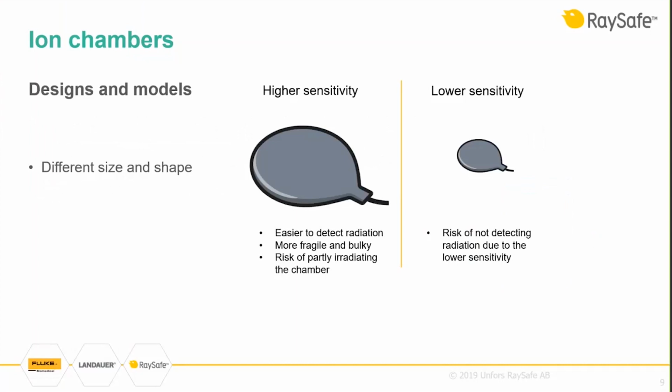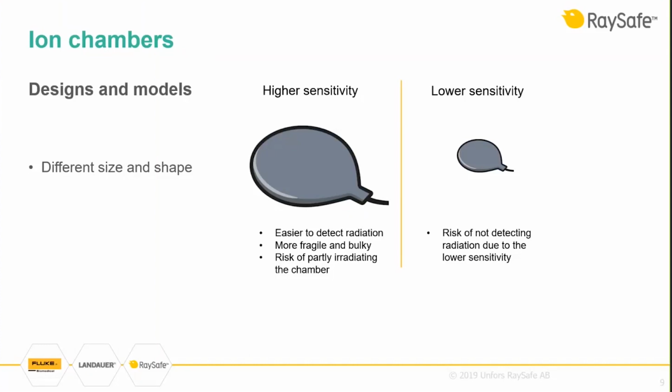If you have a larger volume, we get more air that can get ionized and therefore a higher current to measure. This makes the meter more bulky and potentially more fragile, unfortunately. You can also increase the risk of partly irradiating the chamber if you measure in a beam of radiation. That would cause us to underestimate the dose, because you need to expose the entire sensor to get the right values. That goes for all survey meters.